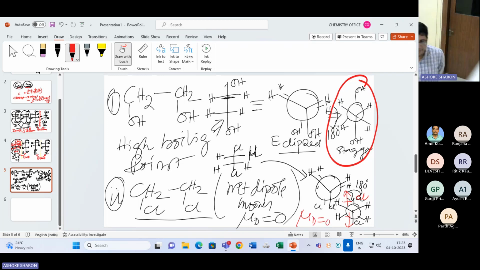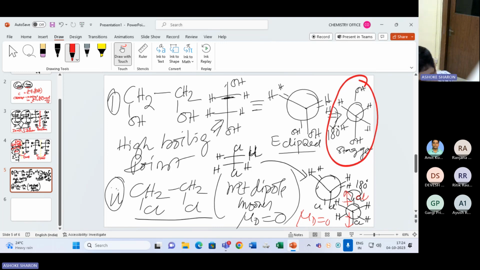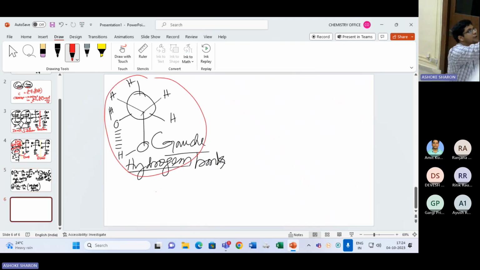So basically you are getting all these things from the Newman projection formula. All kinds of properties you can explain from the Newman projection formula. This molecule tries to stay initially eclipsed, but they will prefer to stay in the normal condition in the staggered configuration. This is the staggered structure. After 180 degree rotation, you will get these structures. Clear?